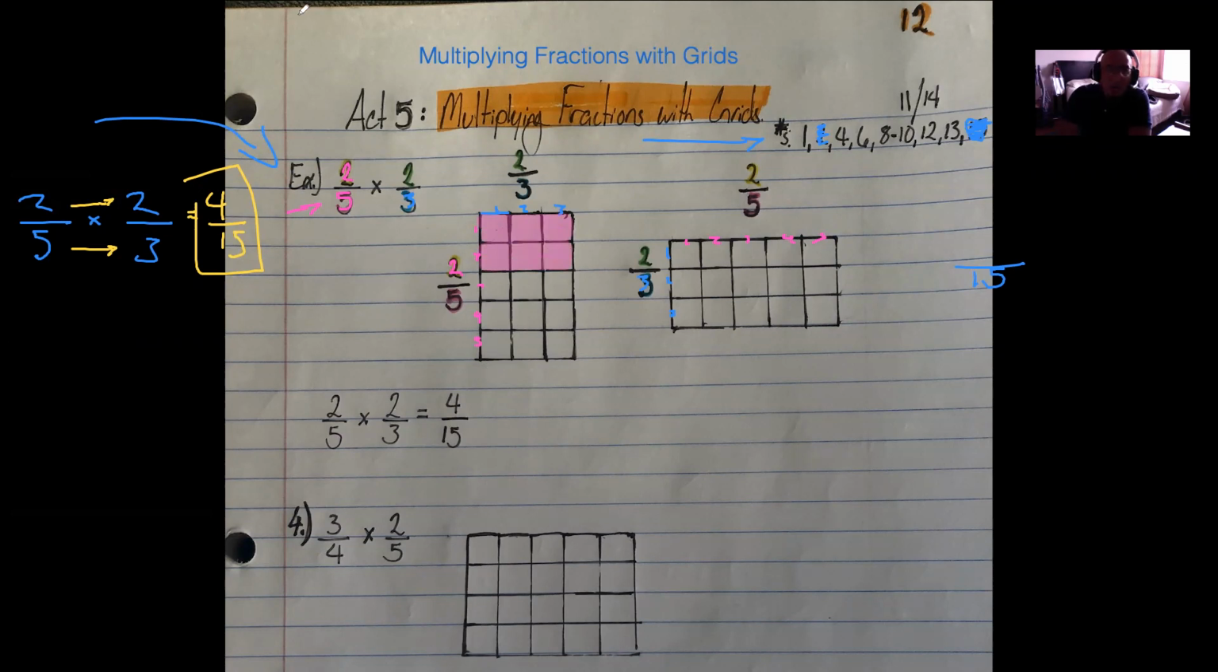Now, let me look at the other fraction. And here I am going to shade in 2 out of those 3 rows or columns. So I'm going to shade in 1 all the way down, the whole column, and 2.